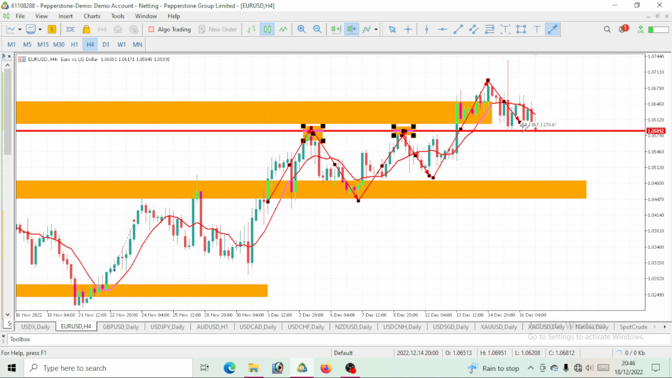So this is the pullback that has been made, and now it has tapped our previous resistance level. Now that it has tapped our previous resistance level, we should all be expecting a further bullish move. So this is another reason why I've given you that we should be expecting a bullish move the next day on this EUR/USD. So watch out for a bullish move. Let's at least be able to grab about 70 to 100 pips for the next day, which is the 19th of December. So EUR/USD for the next day, expect a bullish move.